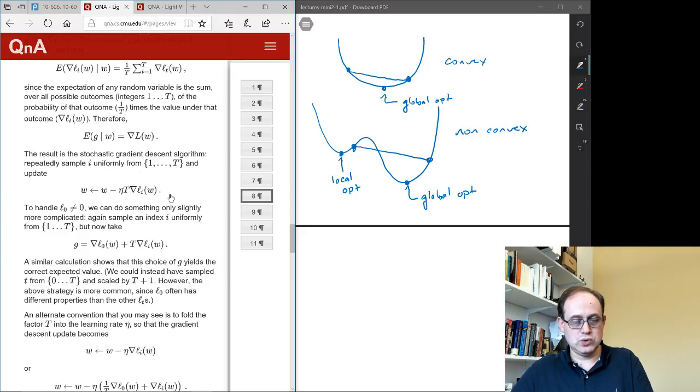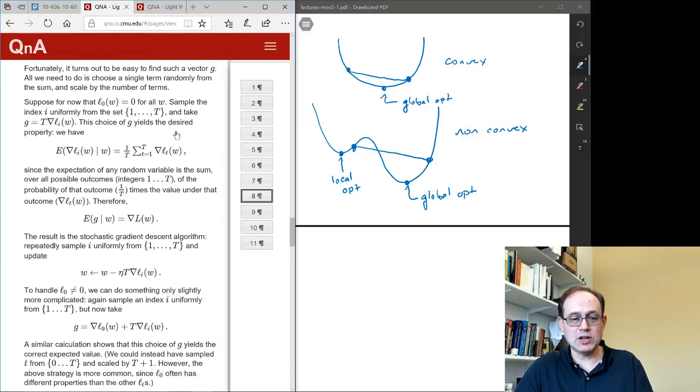All right, so that was when the L0 term was missing, was 0. If L0 is not 0, we can do something slightly more complicated. We'll sample from the sum, from the 1 to capital T, and we'll always keep L0, right? And so if we take G to be the gradient of L0 at W plus T times the gradient of Li at W, where I is a random index uniform in 1 to capital T, you can go through almost the exact same argument that we went through up here to show that this has the correct expected value.